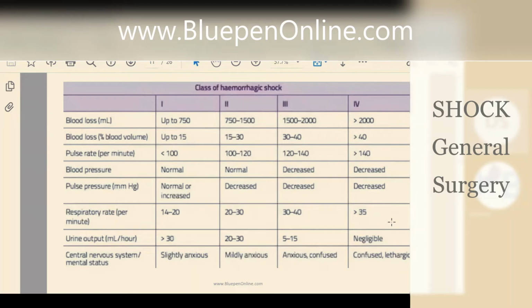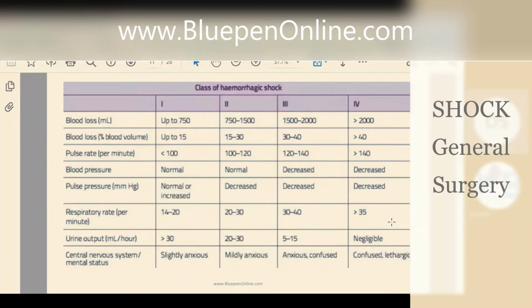And for urine output, as I told you, decreased urine output is the most sensitive indicator of hypovolemic shock. That is, when the urine output is greater than 30, it is stage 1, stage 2 is 20 to 30, then stage 3 is 5 to 20, and when there's negligible output, it is stage 4.